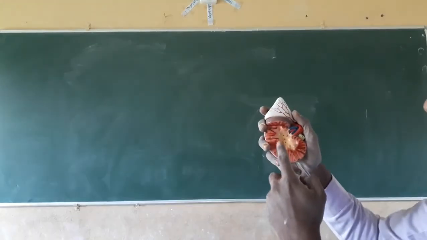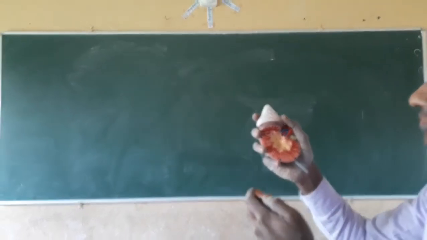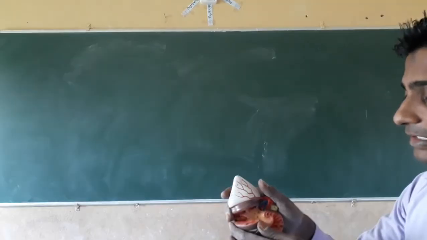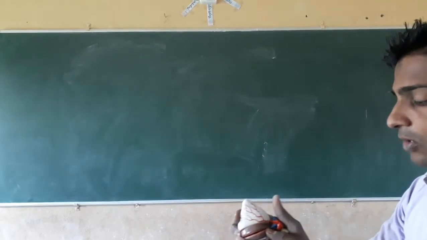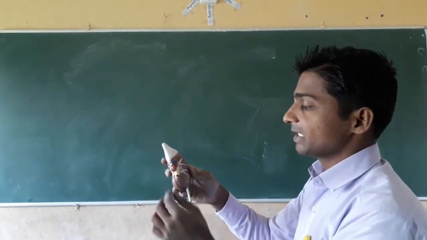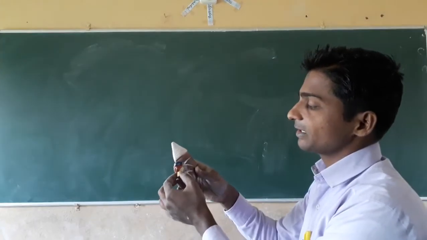It has a number of tube-like structures. They are called the collecting ducts. These collecting ducts are connected to the nephrons. That is about the human kidney, which is connected to the renal artery, renal vein and ureter.